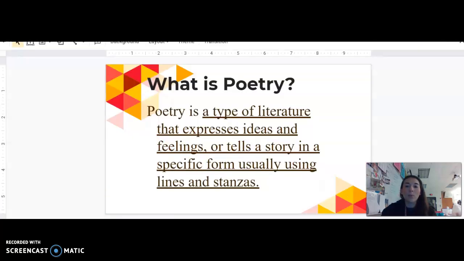Let's start off with what is poetry. Poetry is a type of literature that expresses ideas and feelings or tells a story in a specific form, usually using lines and stanzas. So right now, if you are looking at your note sheet, that would be at the very top, explaining what is poetry.